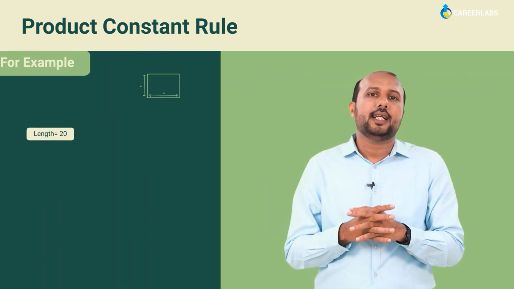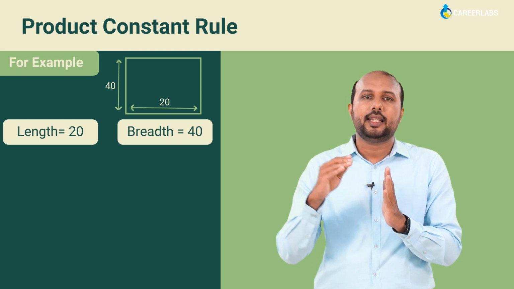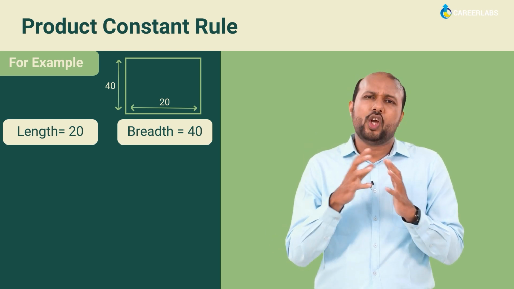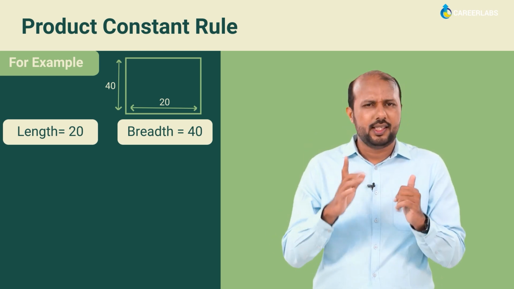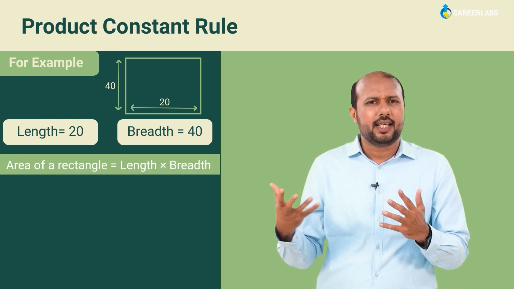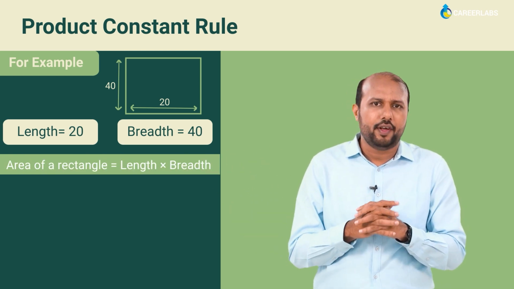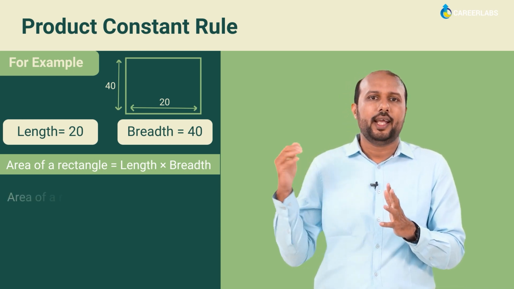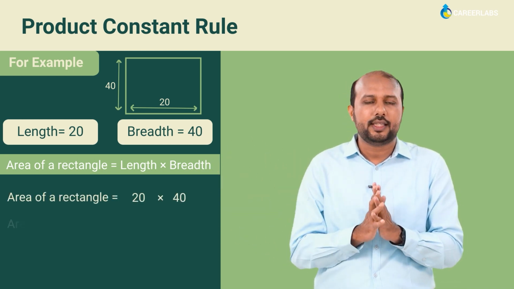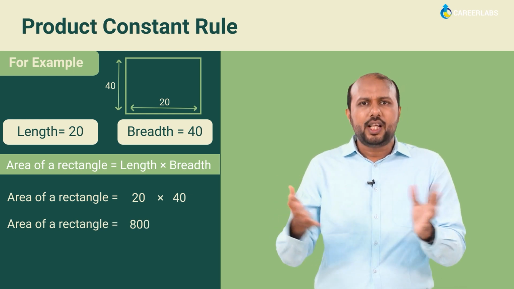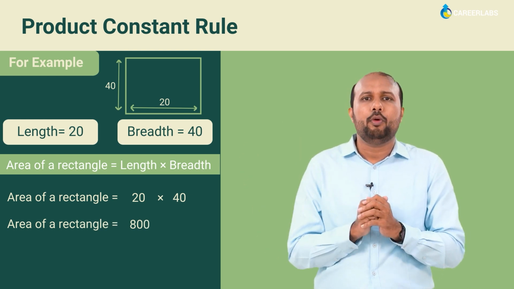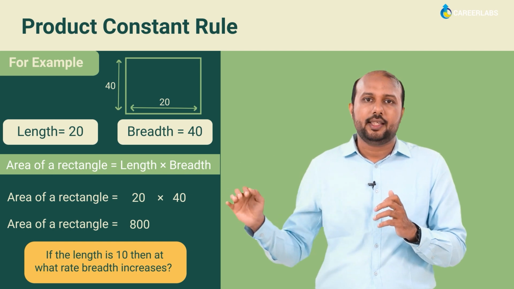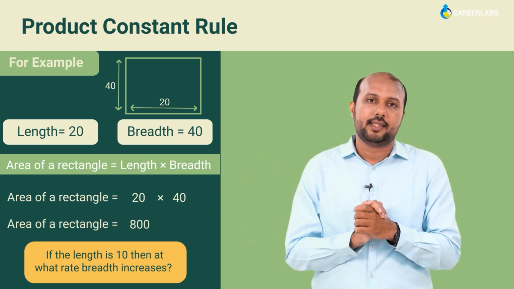For example, let's consider 20 and 40 as the length and breadth of a rectangle. And we all know how to find the area of a rectangle, isn't it? The formula is basically length into breadth. Substituting the values of length and breadth in the formula, we will get the area as 20 into 40, which is 800. Now to check the rule, let's keep this area constant for a moment and see, if the length is 10, then at what rate the breadth increases.